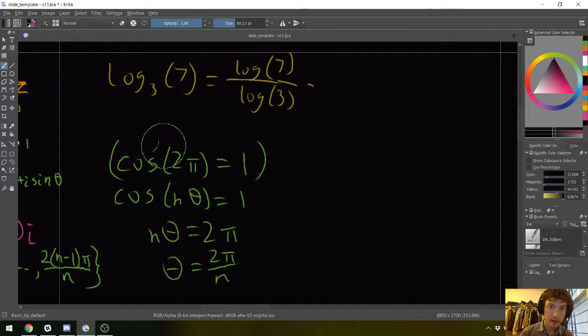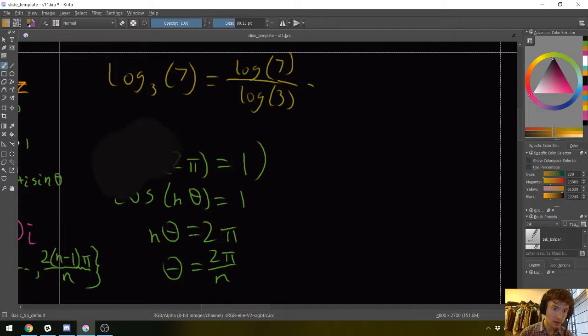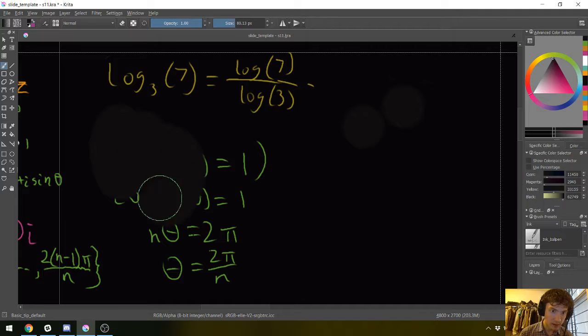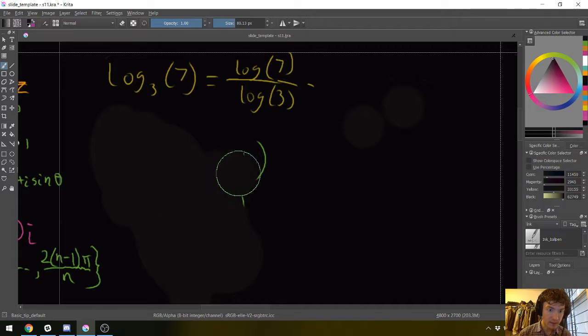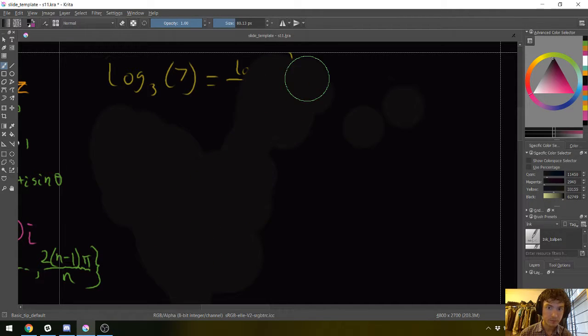Well, that's not the color I want. This is very bad erasing, so now it's looking gray.